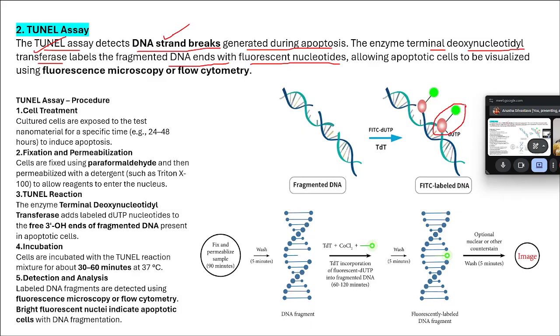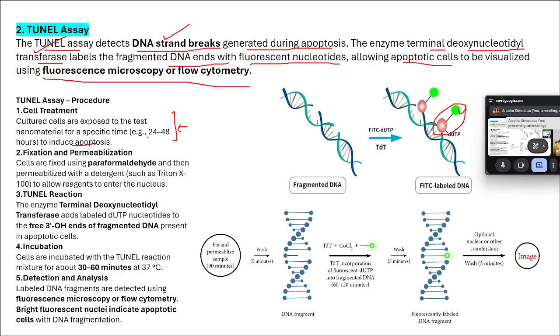The fragmented DNA is labeled with the fluorescent nucleotides, and this enzyme is making it possible, allowing apoptotic cells to be visualized using fluorescence microscopy or flow cytometry. So this is the procedure. Cultured cells are exposed to the test nanomaterials for a specific time. Simply, you take the cultured cells and incubate them with your nanomaterials or nanoparticles to induce apoptosis, like to induce cell death.